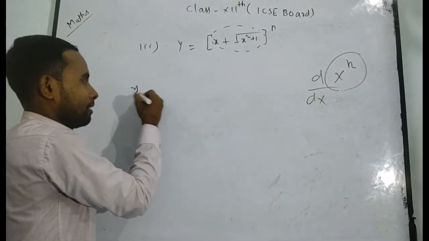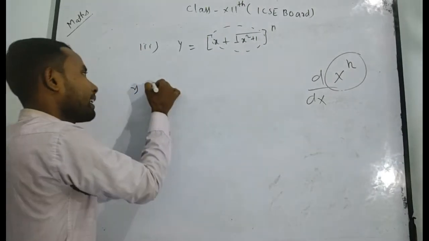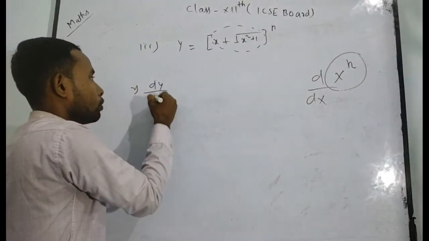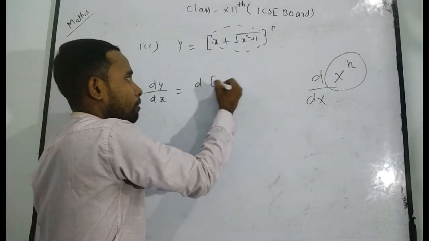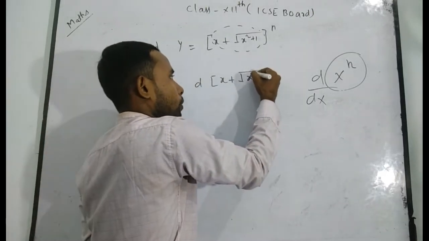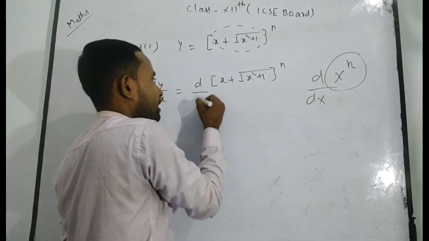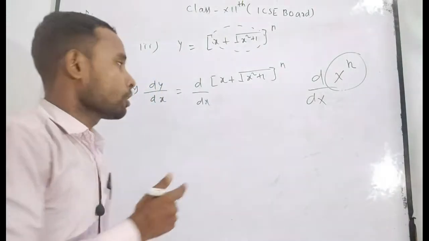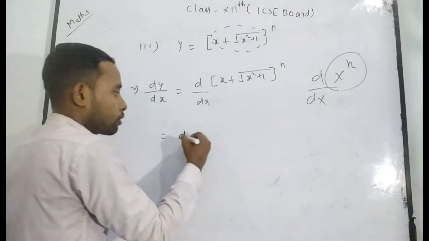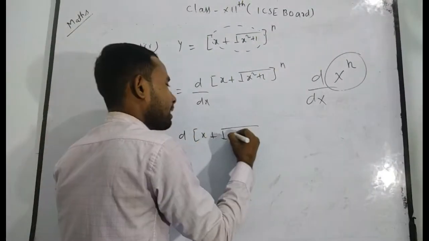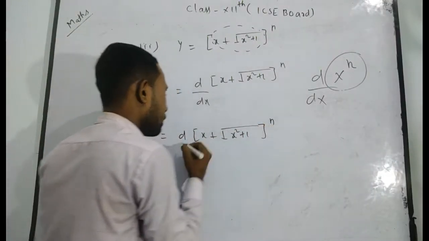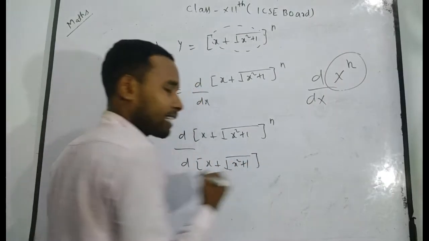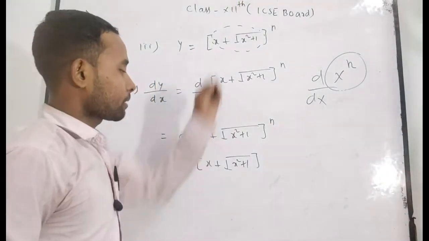Now I want to write here. First of all, you have to write differentiating on both sides with respect to x. You will get dy by dx is equal to the derivative of x plus root under x square plus 1, whole to the power n, with respect to x. As you know that you cannot differentiate this function with respect to x directly. So now can you write here the derivative of x plus root under x square plus 1, whole to the power n, only differentiated with respect to x plus root under x square plus 1. Why? I have taken it here. This is a good problem, so I want to solve this.